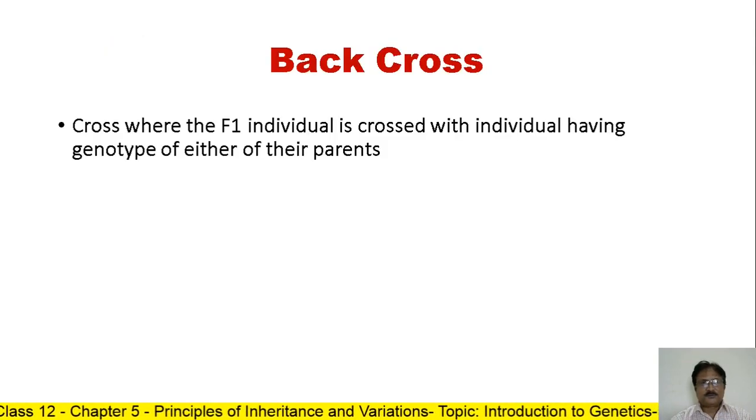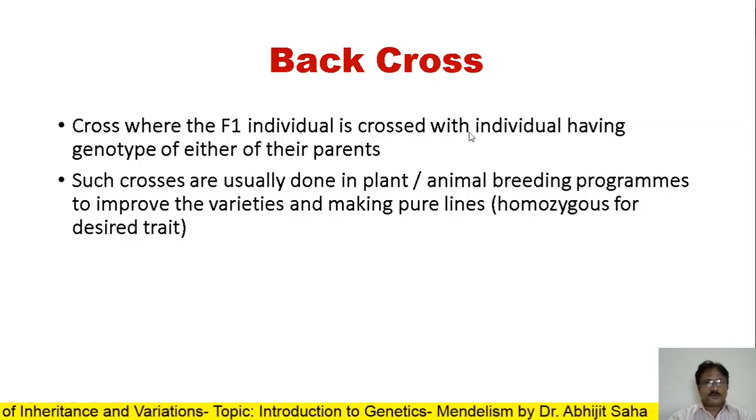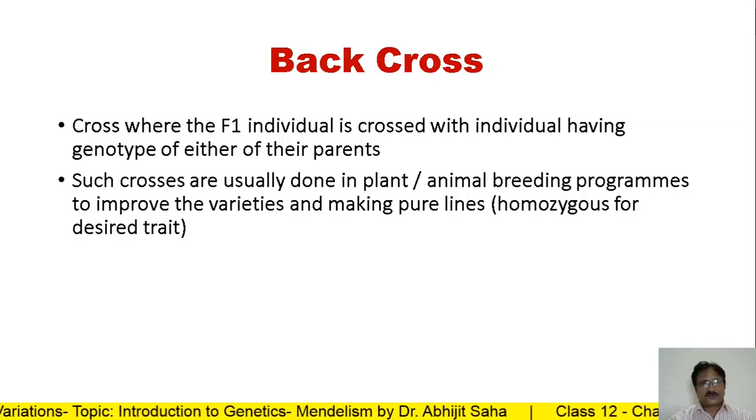Now let us go to back cross. Back cross means when we cross the F1 plants with the genotype of their previous generation, that is, the genotype of their parents. It is not possible to cross with the parents themselves, so you will identify plants having a genotype similar to the parents and cross the F1 plants with them. This is called a back cross, meaning crossing with the back generation genotypes.